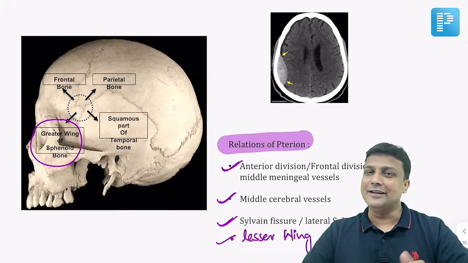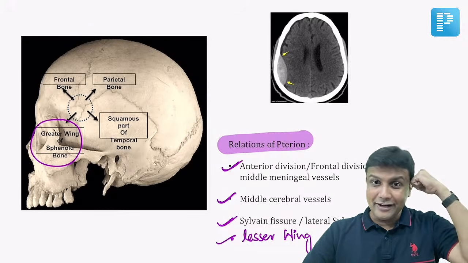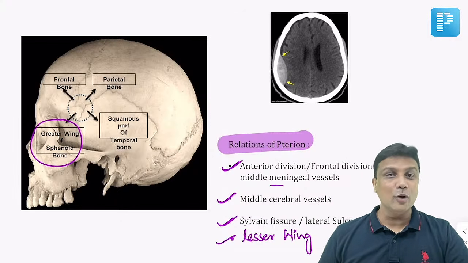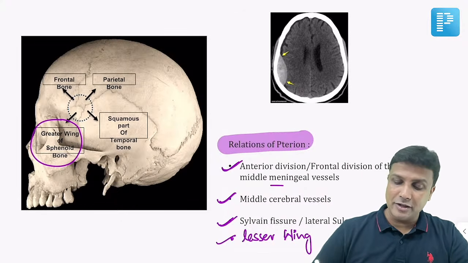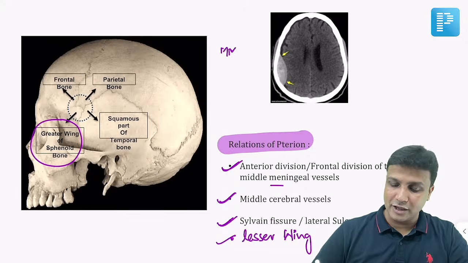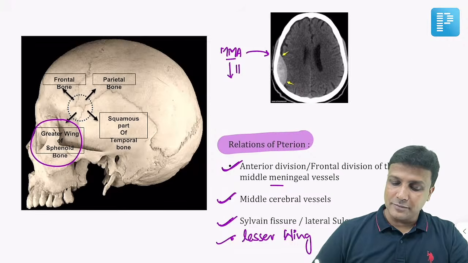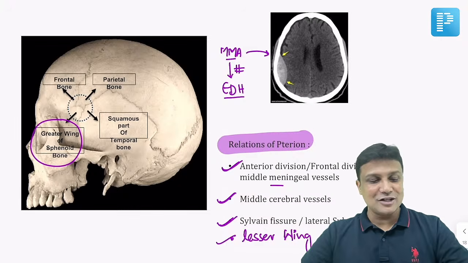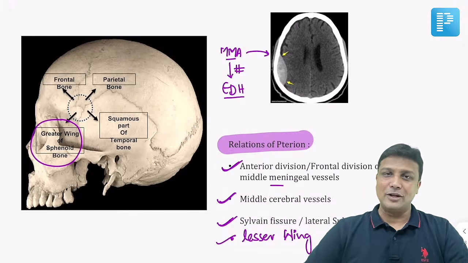Now welcome to the clinical anatomy here. Suppose you're getting a hit at this Pterion, then what is going to happen? Of course, the middle meningeal artery will be ruptured, and rupture of the middle meningeal artery will lead to epidural hemorrhage. Of course, that very famous idli shaped hemorrhage or biconvex shaped hemorrhage will be there.